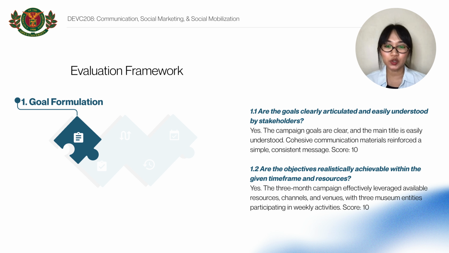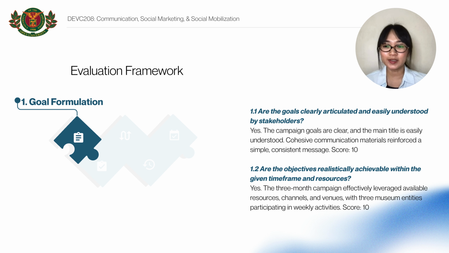For question 1.2, are the objectives realistically achievable within the given time frame and resources? So the campaign ran for 3 months, which is a realistic time frame for an awareness campaign. Qatar Museums effectively utilized the resources, channels, and event spaces available to them. So in total, 3 museum entities participated with activities held almost weekly. Based on this, I would give this section a score of 10.